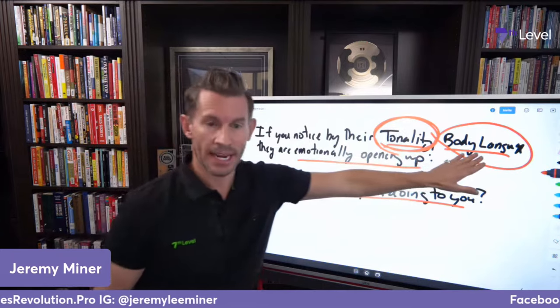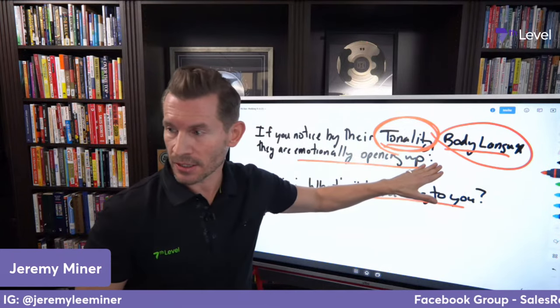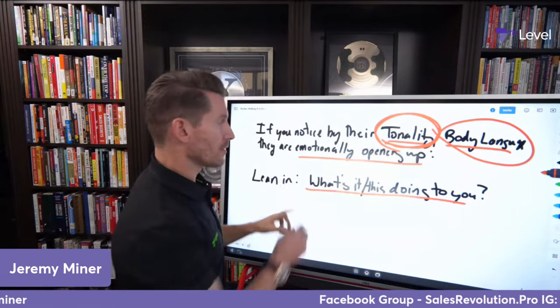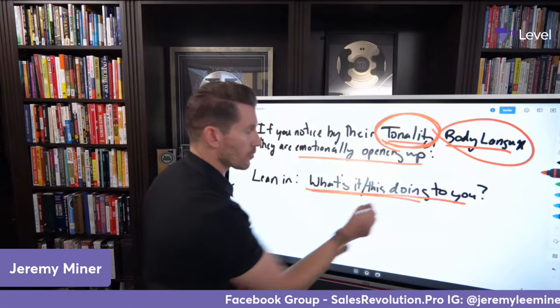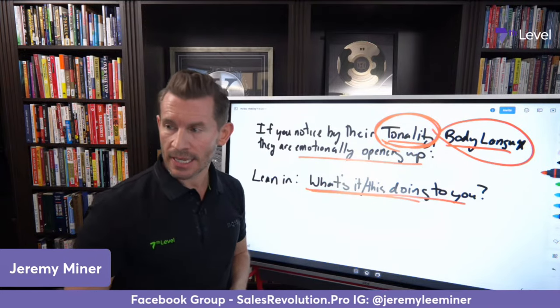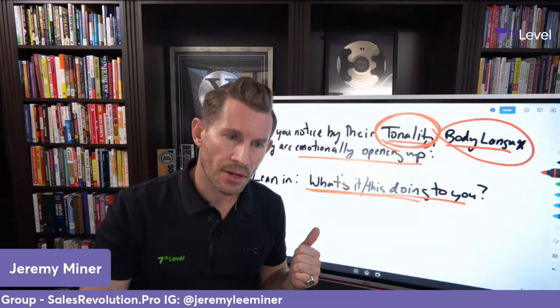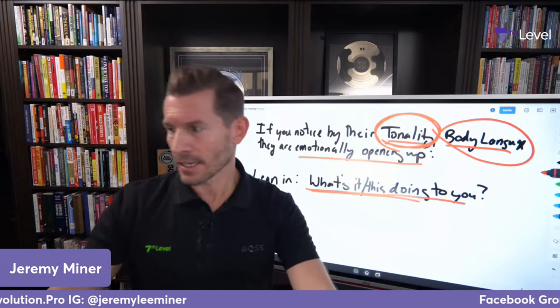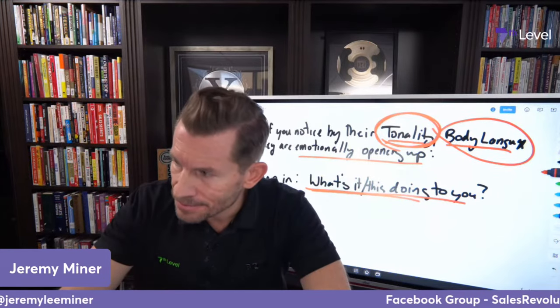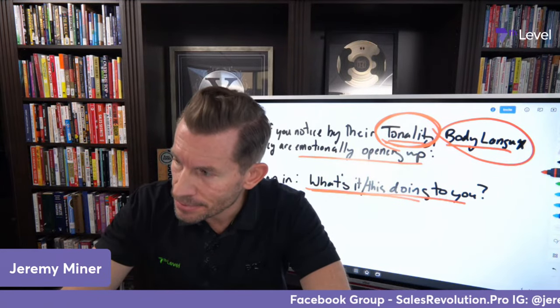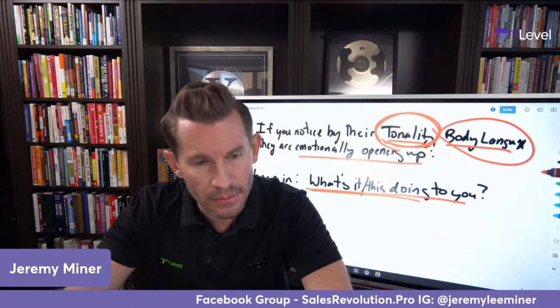Now, if you can't see them, you can't read body language. You're just reading the tone. If you notice that they've emotionally opened up, I can skip all those probing questions I just did and lean in. I can say, what's that doing to you? I can lean in and say, what's it doing to you? What tone did I just use? What's it doing to you?